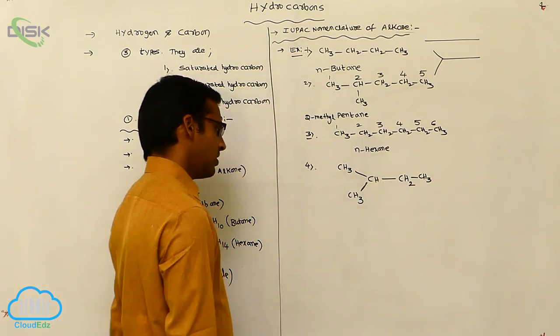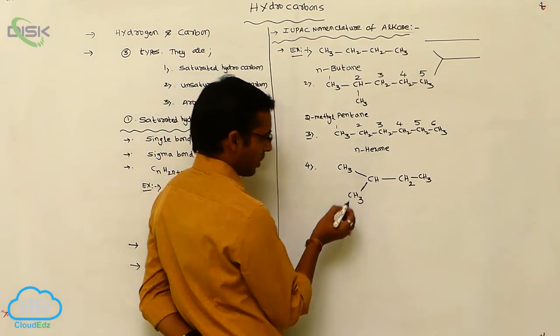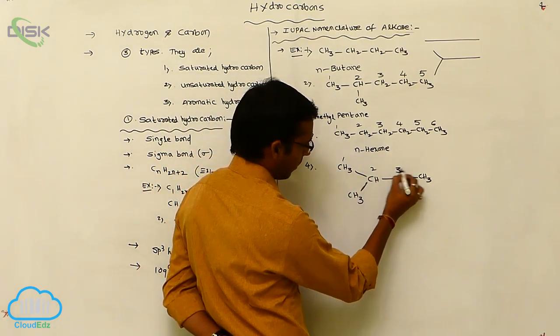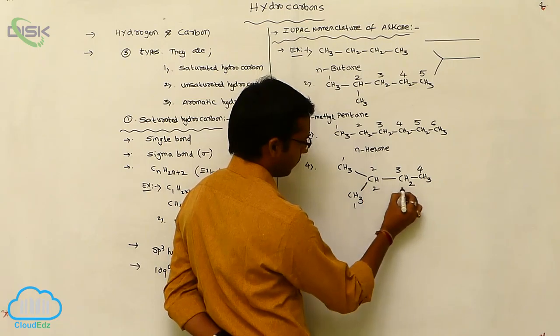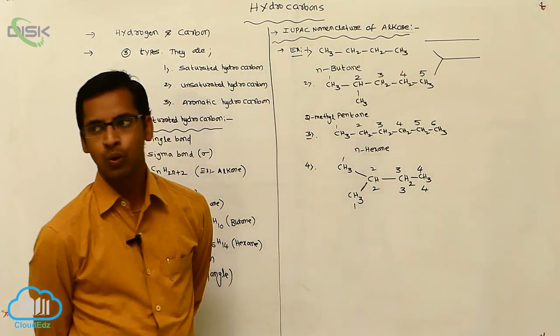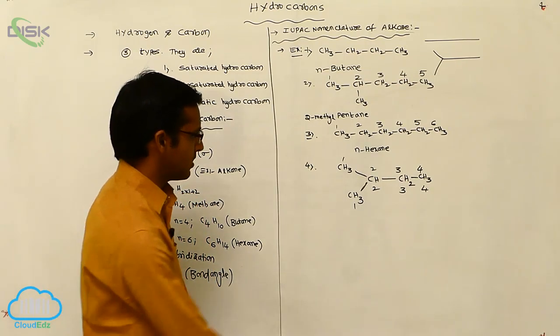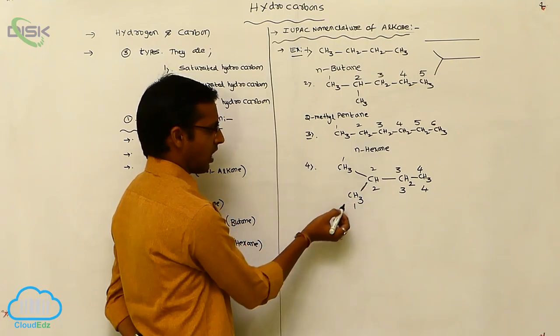Okay. For this, select one longest chain, 1, 2, 3, 4 or 1, 2, 3, 4. Means in any manner, the longest chain containing total only 4 carbons. At second position, one substituent group is there.